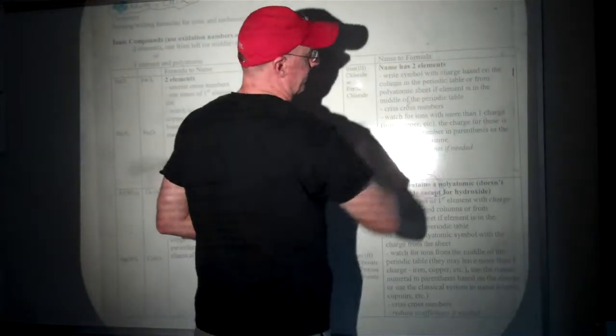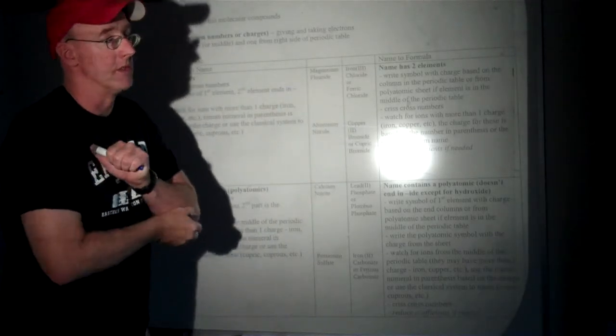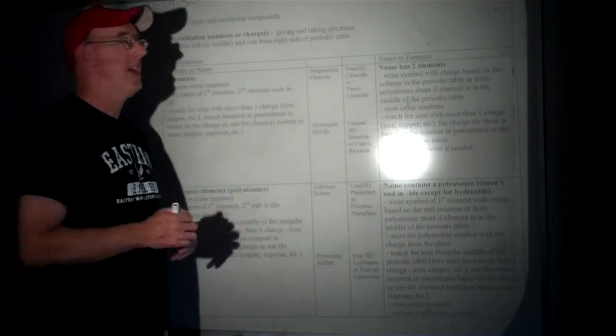These are ionics. And again, these are left and right side of the table. Be careful on the ones in the middle. They could have more than one charge. Remember, those are on your polyatomic sheet. And polyatomics. So what I like to do is make sure that I crisscross the numbers. It's kind of wordy, but just to make sure that the charges are correct.